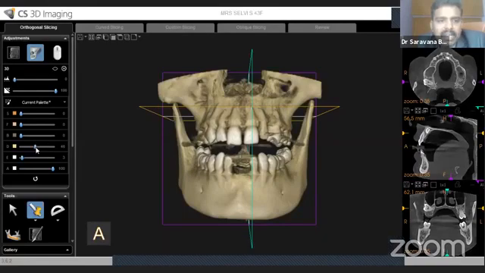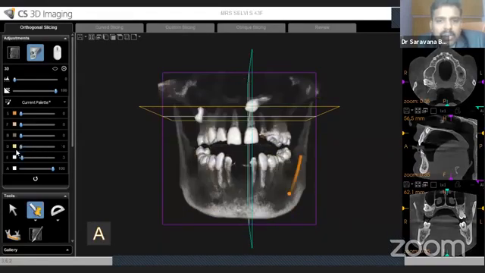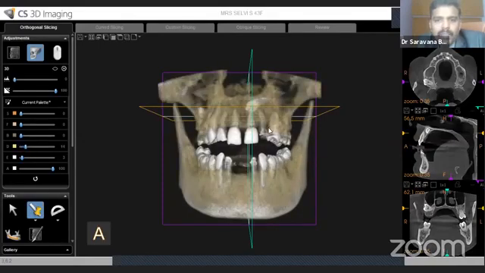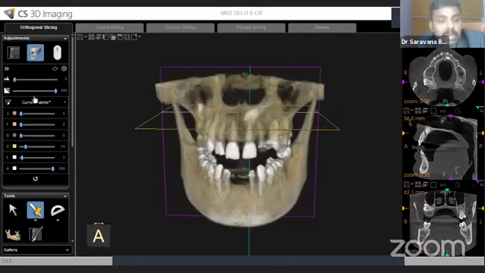Okay, this is dentin level and bone level. I am reducing this. Now also you can clearly visualize the inner structures present beyond the cortical bone. Okay, there are a lot of 3D adjustments you can make.